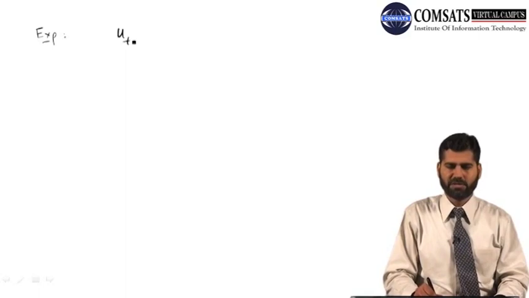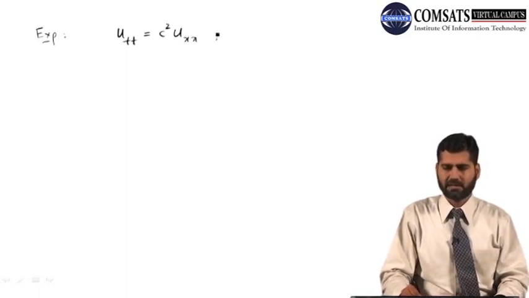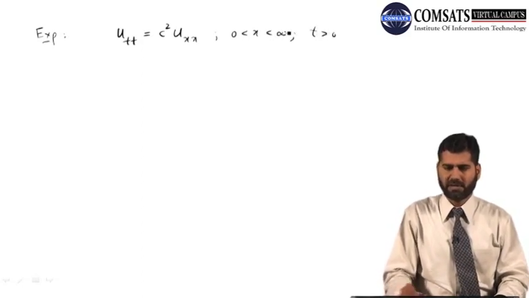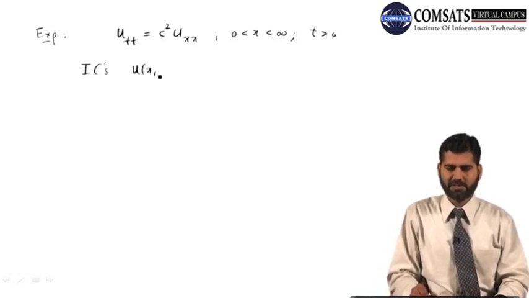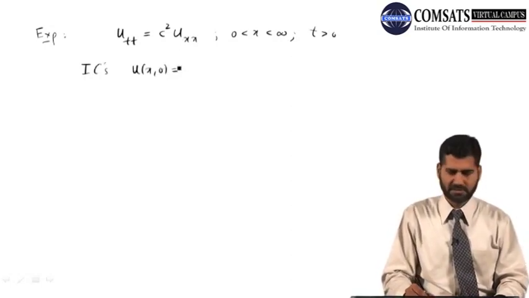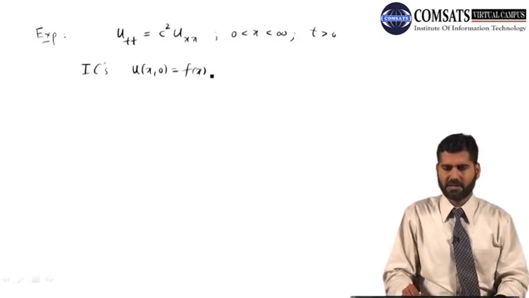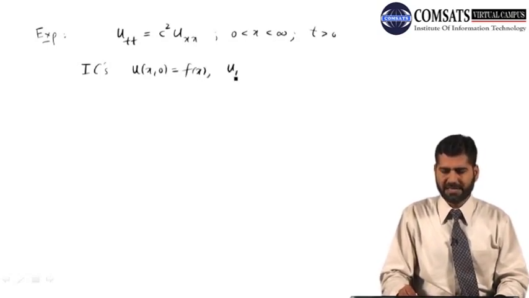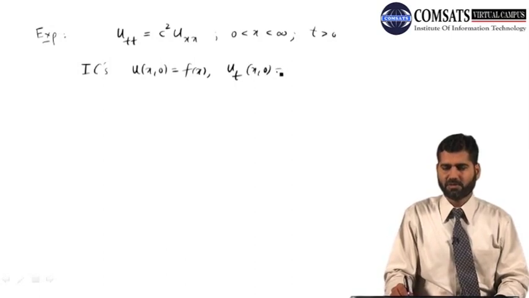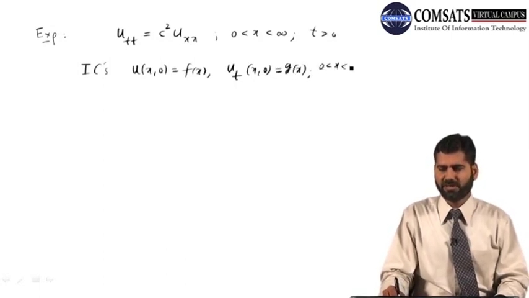So let's solve this equation. So we have u_tt is equal to c squared u_xx for x from 0 to infinity, t positive. Initial conditions are u(x,0) is equal to f(x) and u_t(x,0) is equal to g(x) for all x between 0 to infinity.